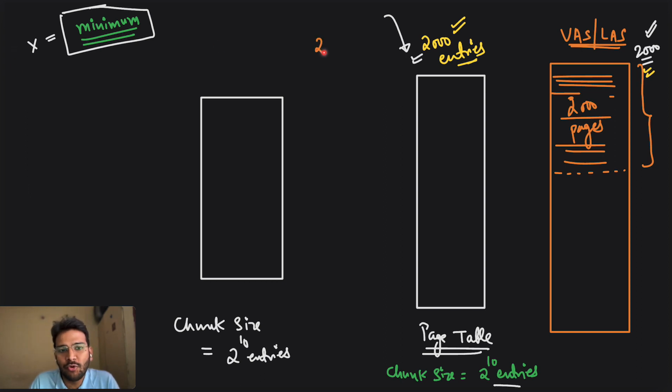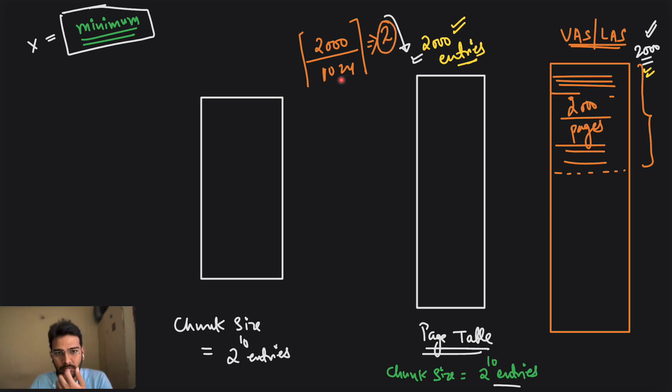Can I say if I have a total of 2000 entries, and I divide it by the chunk size, which is 2 raised to power 10, that means nothing but 1024. How many chunks would be there? It is going to be two. Two chunks would be there.